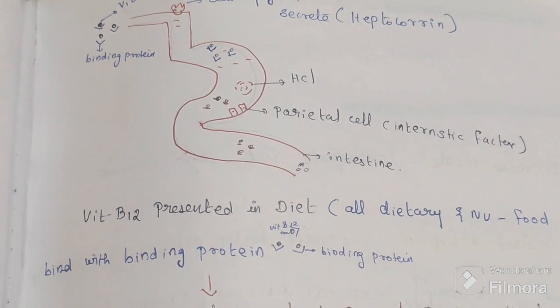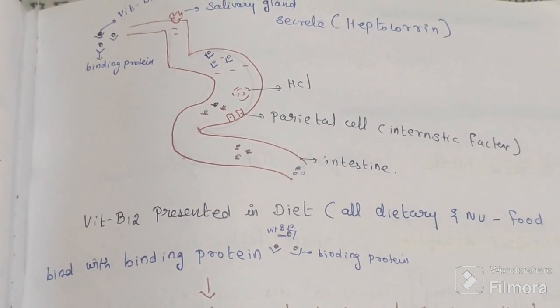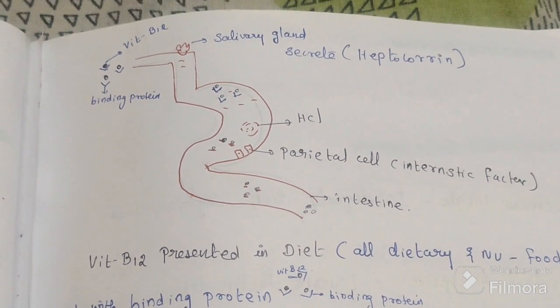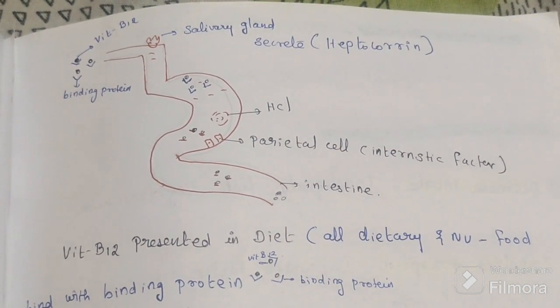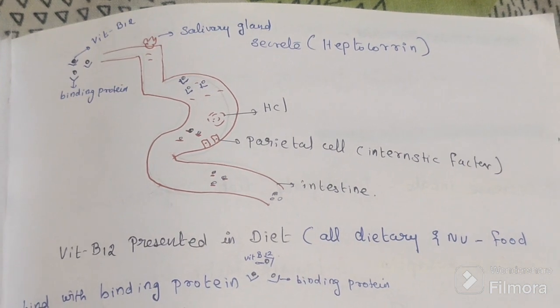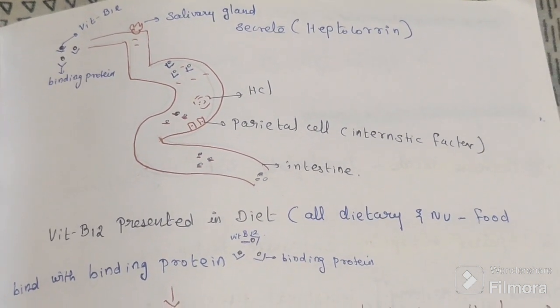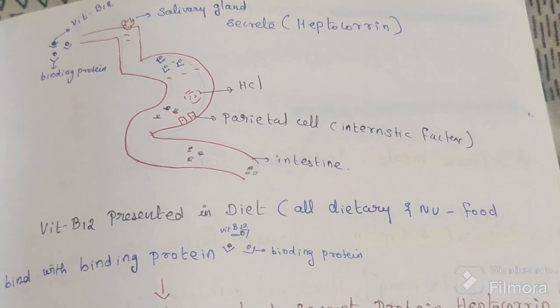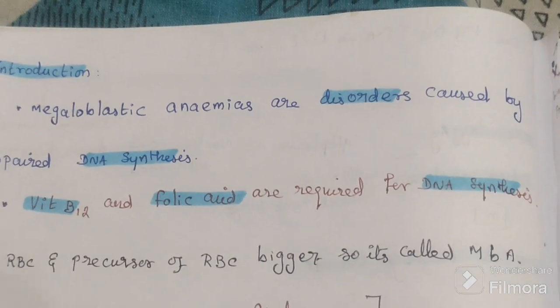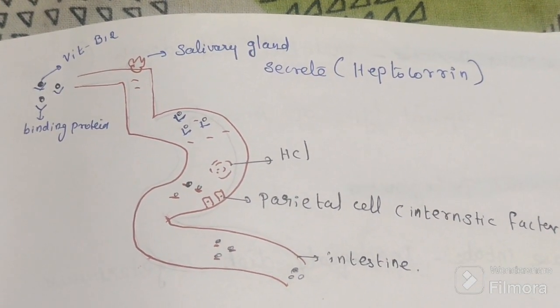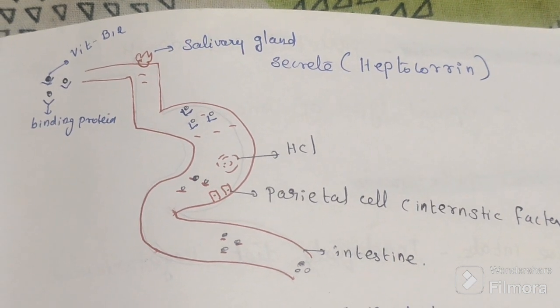It is due to vitamin B12 and folate deficiency. Megaloblastic anemia is a disorder caused by impaired DNA synthesis. Vitamin B12 and folic acid are required for DNA synthesis. Now, vitamin B12 and folic acid absorption: how will it be absorbed?